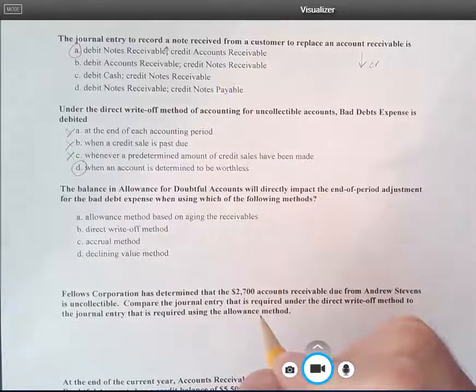Let's look at the third one. It says the balance in allowance for doubtful accounts will directly impact the end of period adjustment for the bad debt expense when using which of the following methods?